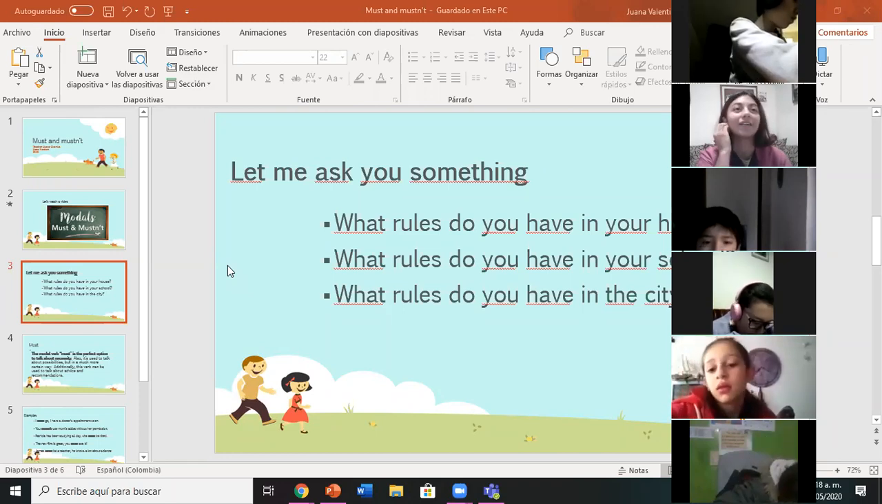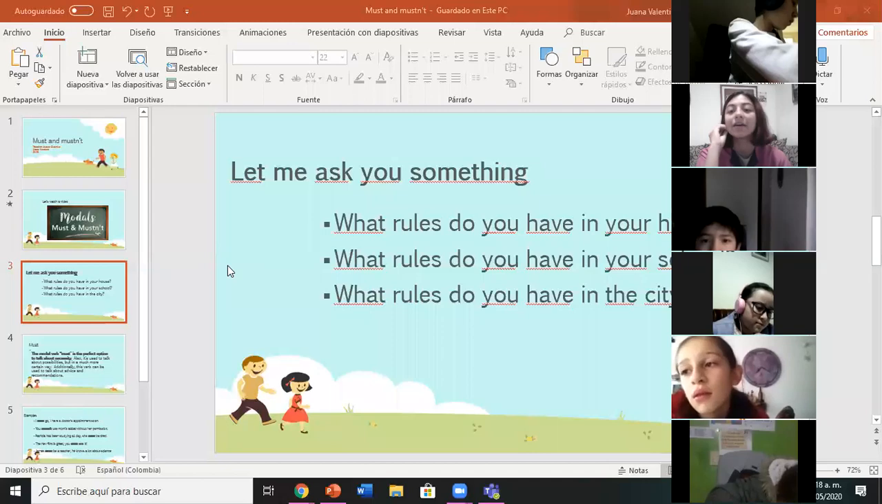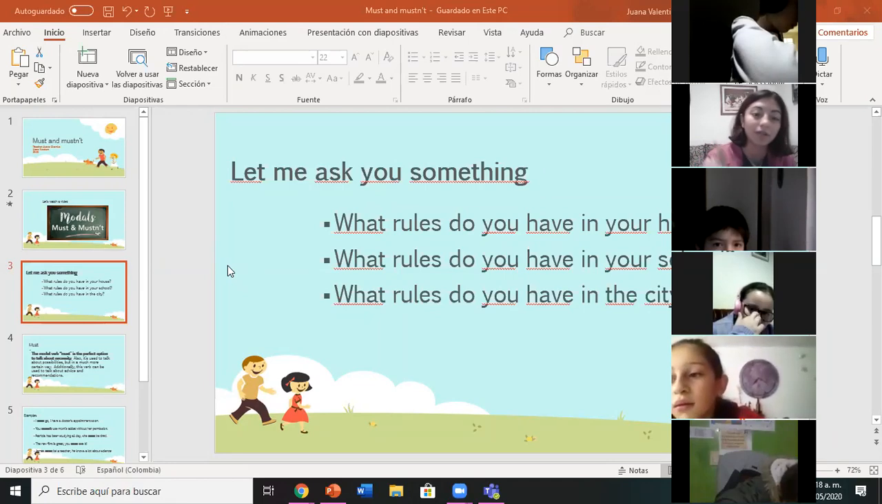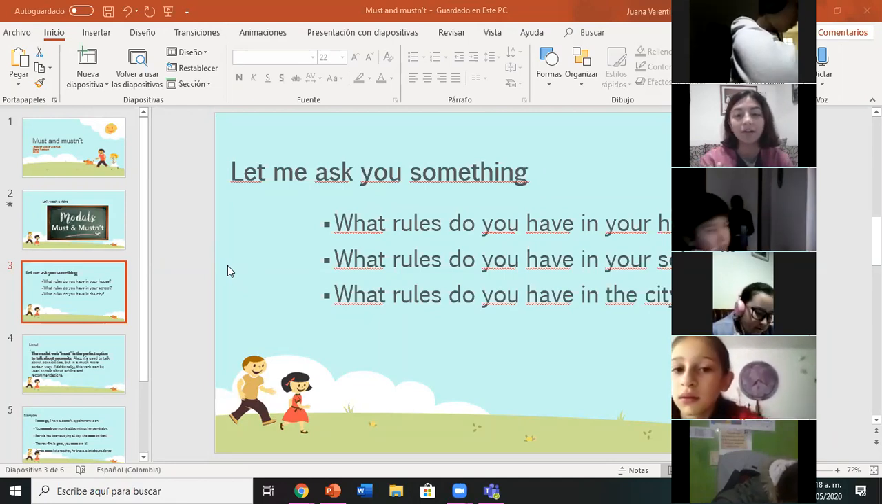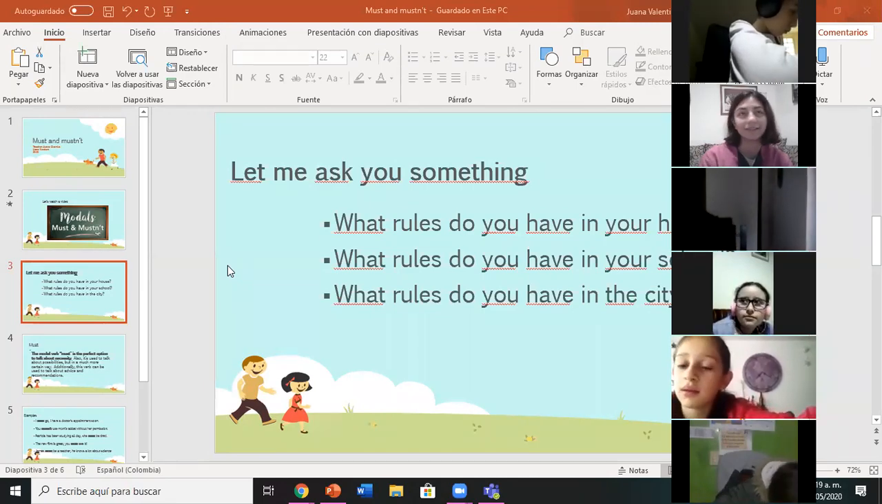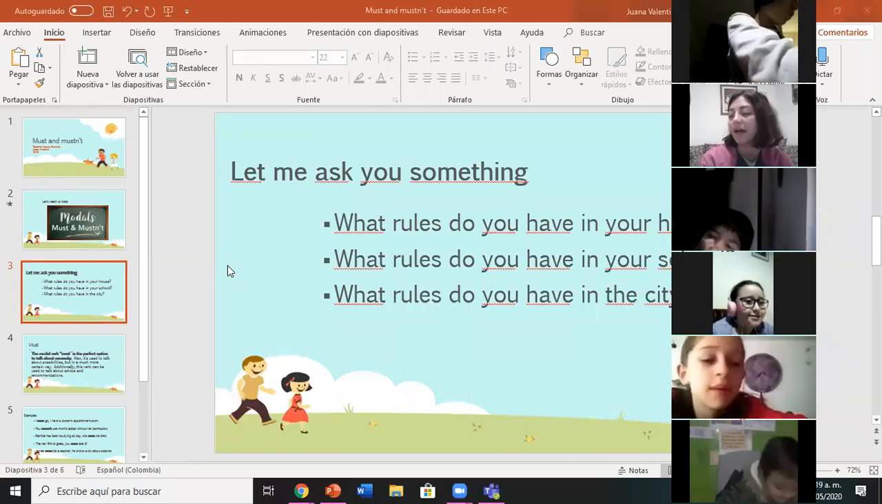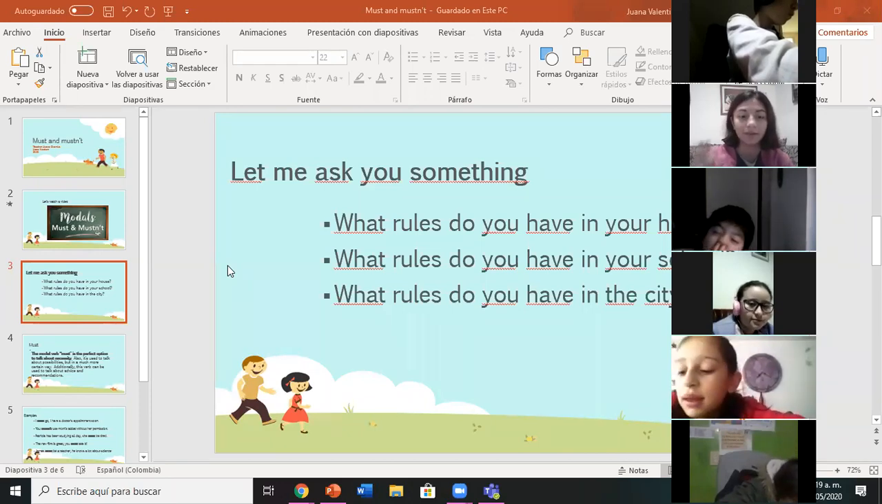So we have to do homework or do the exercises, hacer los ejercicios. Be respectful, ser respetuoso, with the teachers, with your classmates, with our coordinator, with the representatives of the school. And I think it's one of the important ones: don't be rude, no ser groseros. Don't be rude with your classmates, with your teachers and the coordinators.